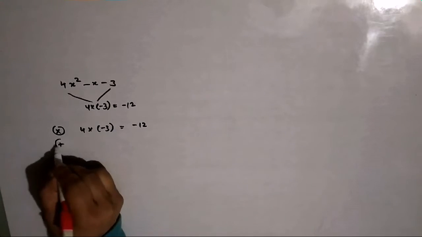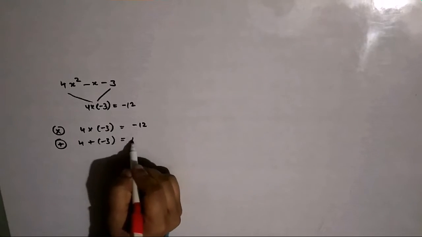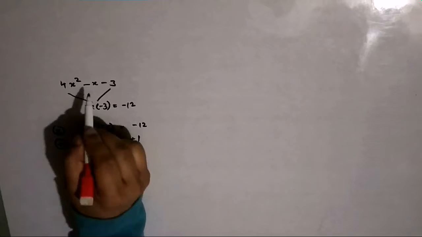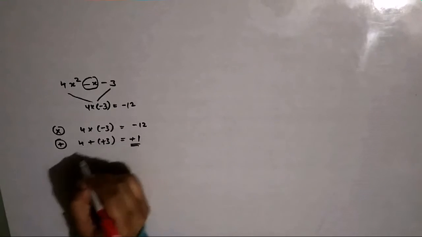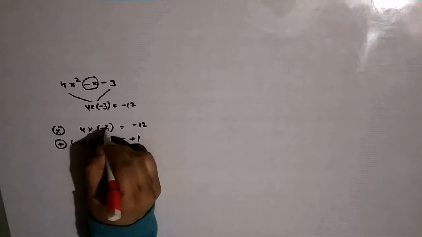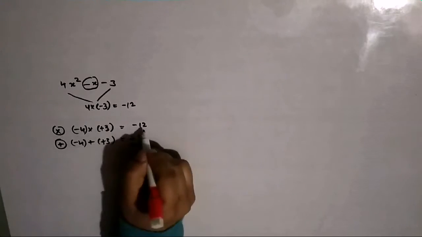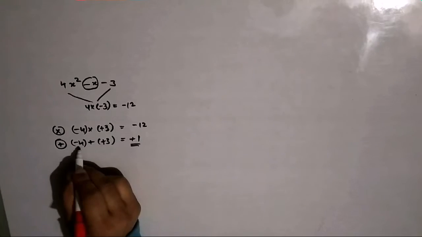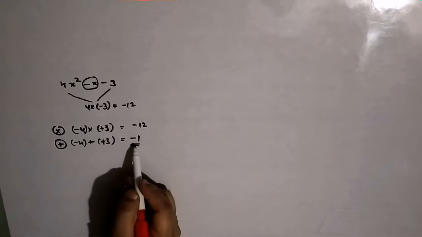But what about the sign of the sum? If you add 4 with minus 3, that becomes plus 1. But we are not interested in plus 1. We should have minus 1 in the middle. So the 3 should be positive and the 4 should be negative. If you multiply, that would be minus 12, and if you sum minus 4 and plus 3, that becomes minus 1. So that is satisfying.